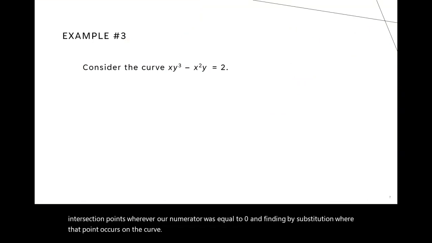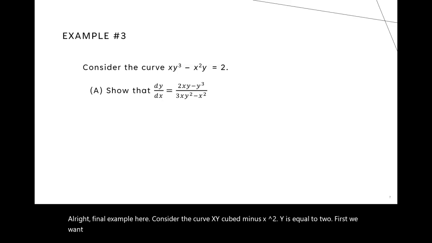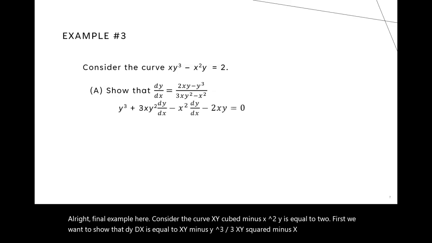All right, final example here. Consider the curve xy cubed minus x squared y is equal to 2. First, we want to show that dy/dx is equal to (2xy minus y cubed) over (3xy squared minus x squared). So how do we do that?